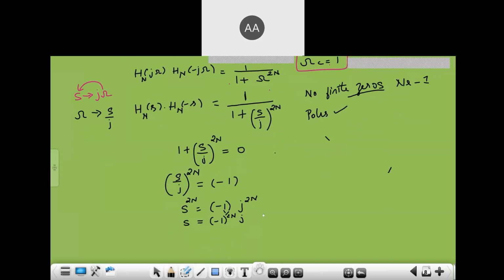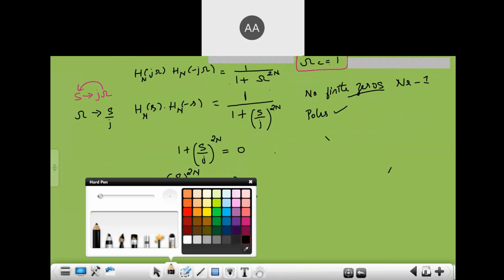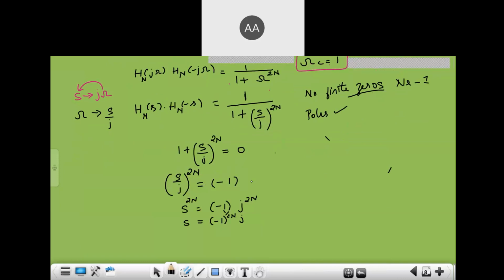Now, from your DSP concept, we know that minus 1 you can write as odd multiples of j pi in the exponent, e power j pi times an odd number. If you write it, it is minus 1, right?